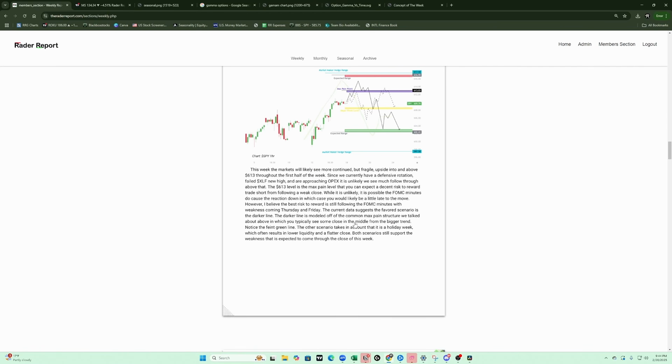So if you see right here, I talk about the FOMC minutes, weakness coming Thursday and Friday. I'm talking about, hey, look, Wednesday, Thursday, Friday, this is when max pain starts. That's when you can actually expect that reversal move. Market makers drop shares, and that's mechanically what's going to happen.